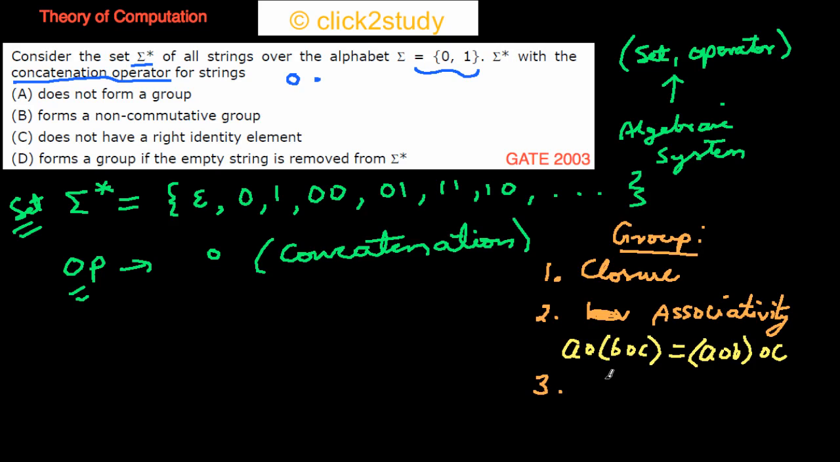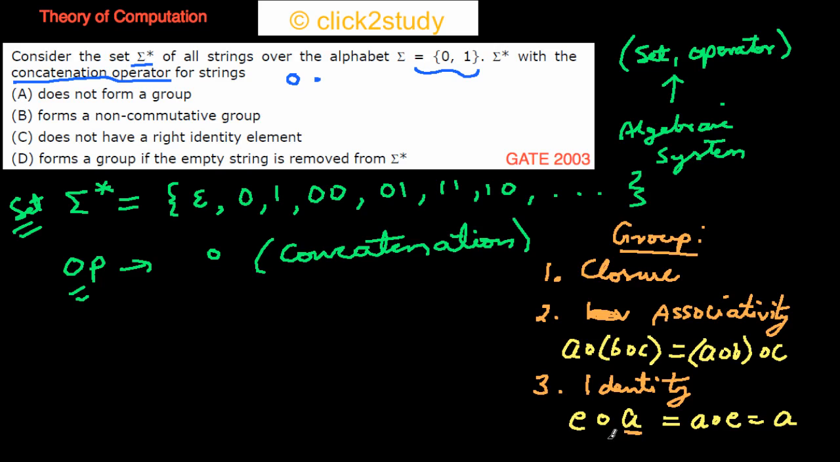And then there is a third property called identity. You should have some element in your set, let's say element E, and if you operate it with some other element, let's say A, then E operated with A should be equal to A operated with E, and should be equal to A. Basically, you should have an identity element, and when you operate it with some other element, you get that other element back.